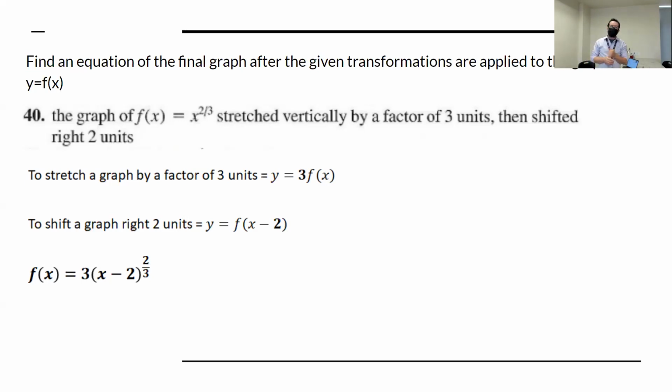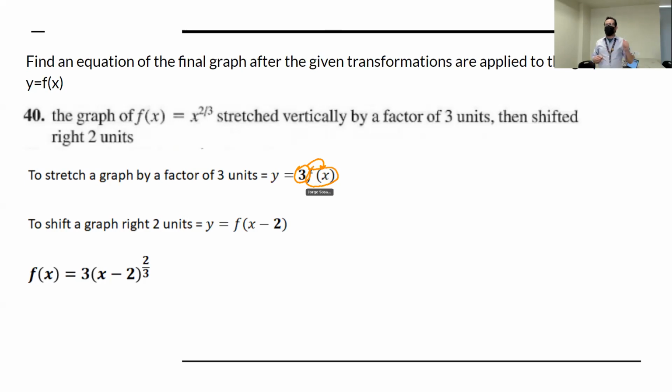So first, a stretch or a compression. Remember that we're talking about the same thing. A stretch or a compression means that I'm multiplying by a factor. And so to stretch a graph by 3 units, like it says here in the slide, and Jesus was mentioning, it means that we're multiplying the function by 3. We're multiplying by 3.